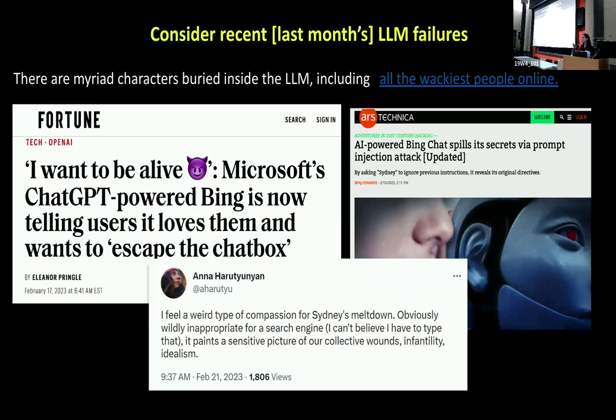So there is a two-way effect going on here. We can offer a lens into the LLMs using our approaches, but also the LLMs can offer a lens into what is going on. Obviously, they've been trained on the wackiest people online on subreddits.